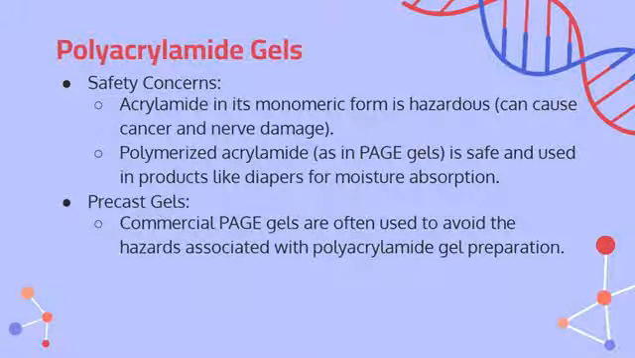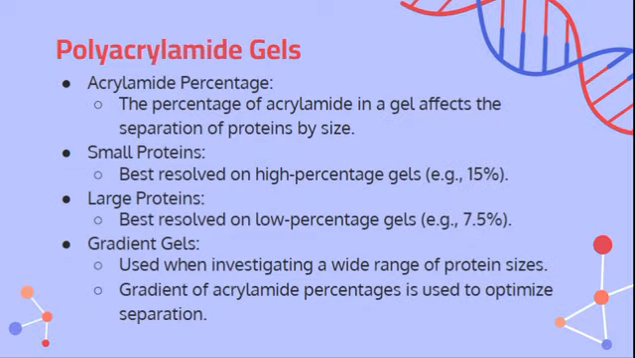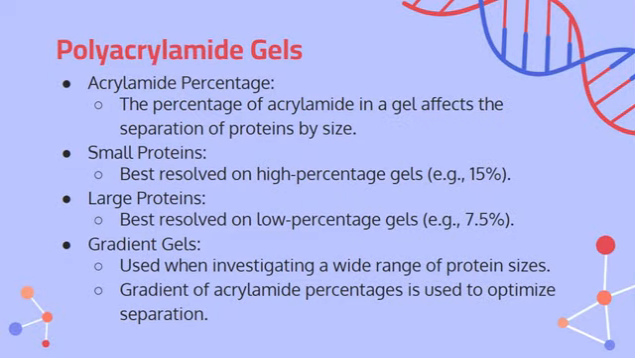So we can buy commercial precast PAGE gels, and these are often used to avoid the hazards associated with polyacrylamide gel preparation. The percent of acrylamide in the gel affects the separation of proteins by size. For small proteins, the best choice is a high percent gel, like 15%. For large proteins, we're going to use a low percent gel like 7.5%.